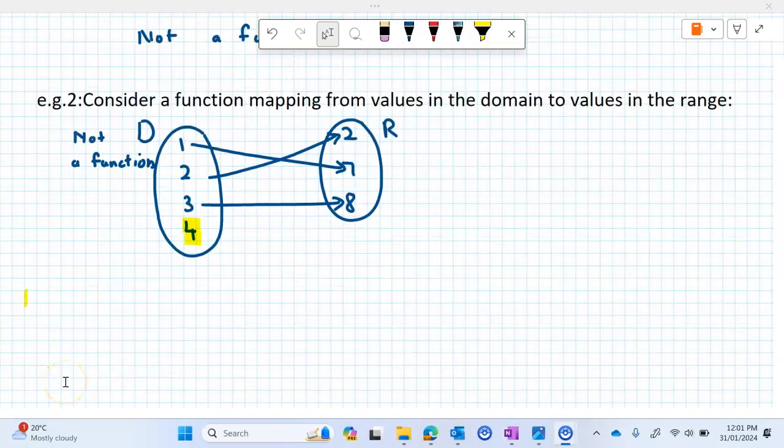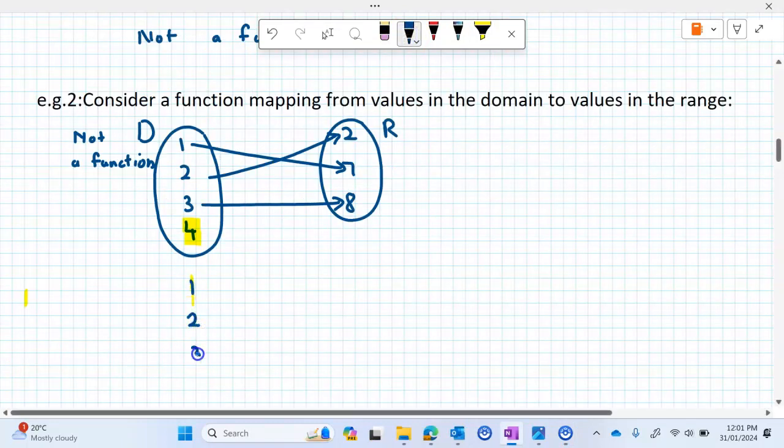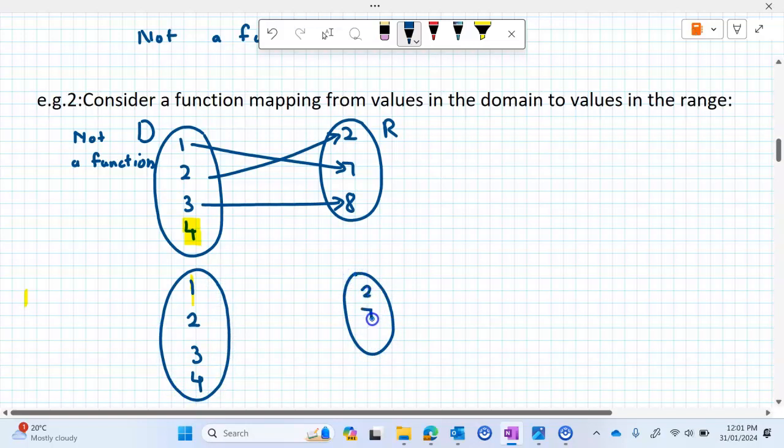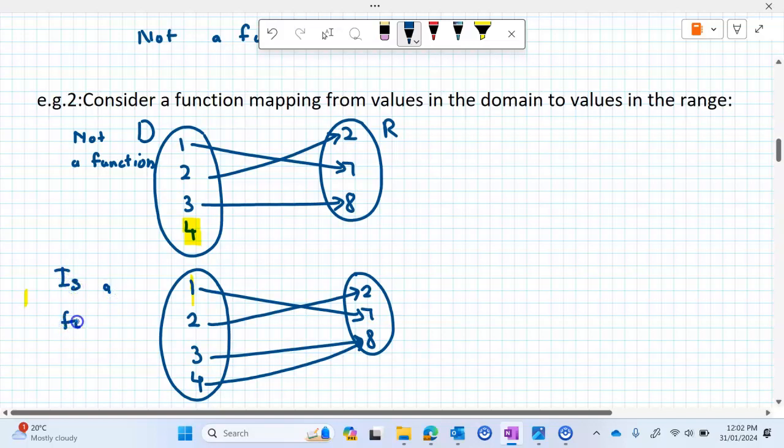How about if I was to draw another one where, in this one, we'll give 4 a value in the range. So here's my range, and I'm going to stick with my same domain and range. Let's say 1 can map to 7, 2 maps to 2, 3 maps to 8, but let's say 4 maps to 8 as well. This is a function because now every value in the domain has a value in the range.